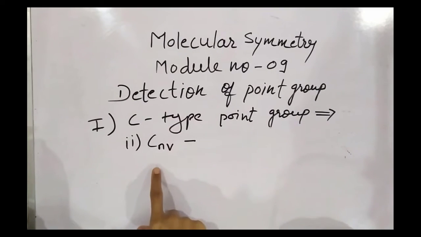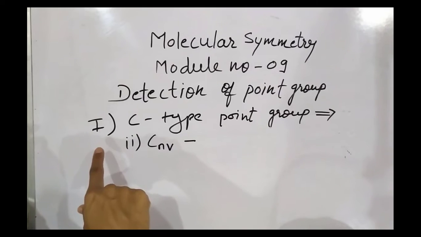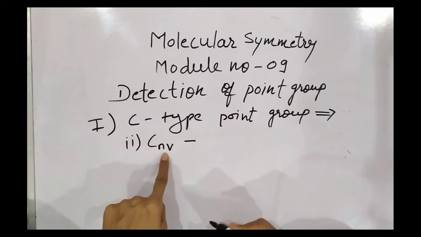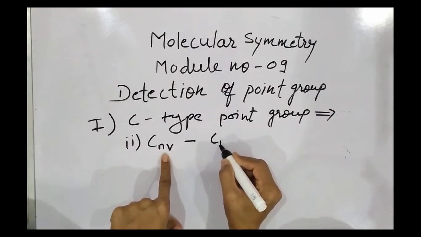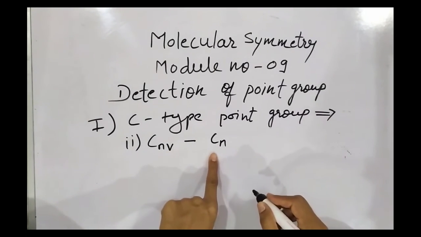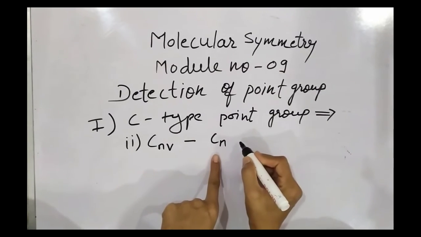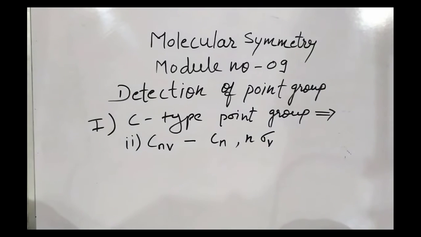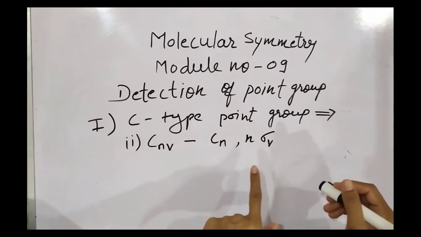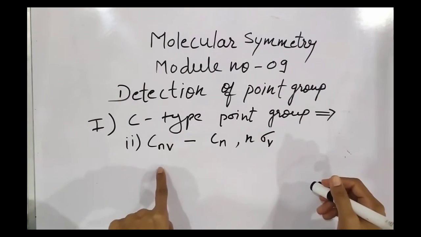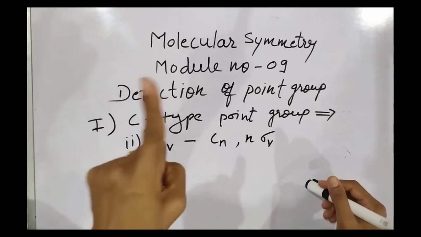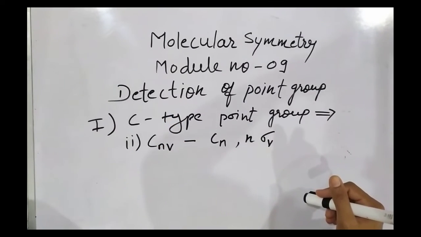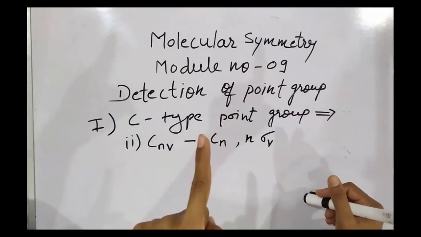The second point group from the first group was CNV. How can we define CNV? If a molecule possesses CN as the principal axis as well as n number of vertical planes, then that molecule is said to belong to the CNV point group. The first one we have seen was the CN point group. What was the requirement for the CN point group? Only one symmetry element, that is CN, the rotational axis.